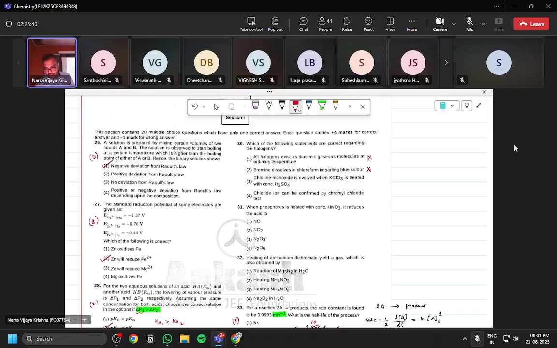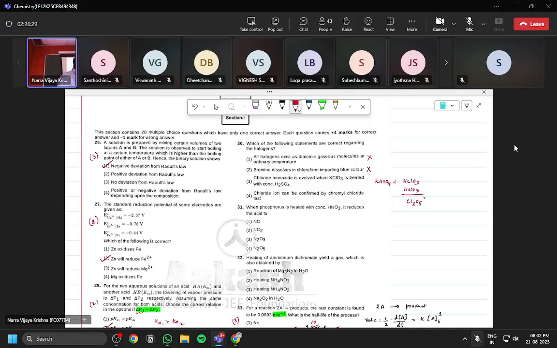Chlorine monoxide Cl2O is evolved when KClO3 is treated with concentrated sulfuric acid. With concentrated sulfuric acid, what do I have to do? Cation exchange. I have to write HClO3 plus KHSO4. It forms KHSO4 plus HClO3. From 2 molecules of HClO3, if I remove water, because concentrated sulfuric acid is a dehydrating agent, if I remove H2O, what will you get? Cl2O5.